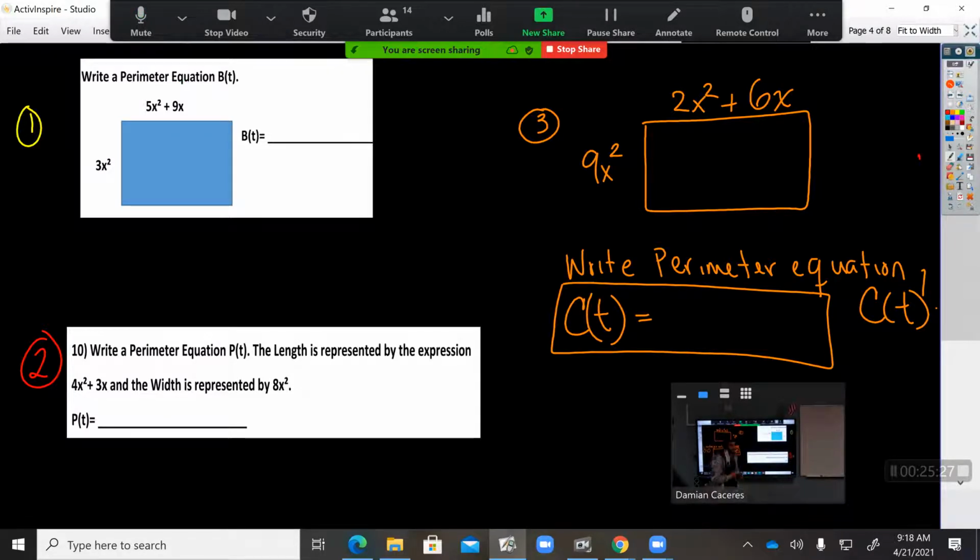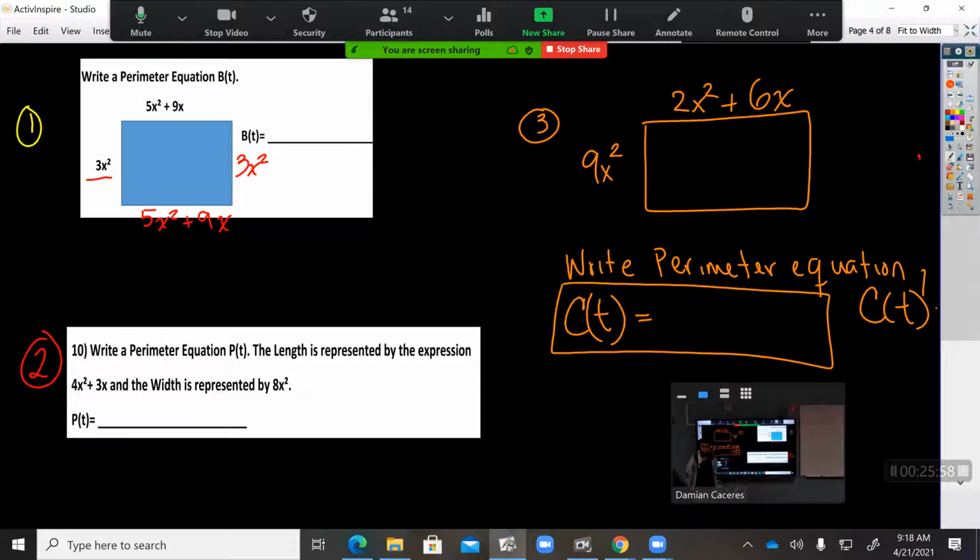Now, the length is 5x squared plus 9x, which means the length down below is the same thing, 5x squared plus 9x, because this is a rectangular figure. So we know that two sides are going to be equal to each other, and the other two sides are going to be equal to each other. So now that tells me that the width is 3x squared on the left has to match the width on the right side, 3x squared.